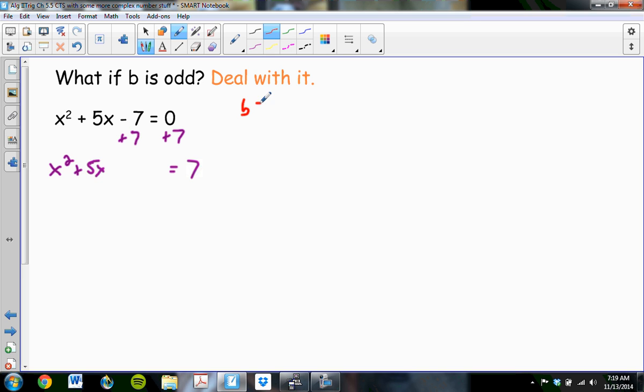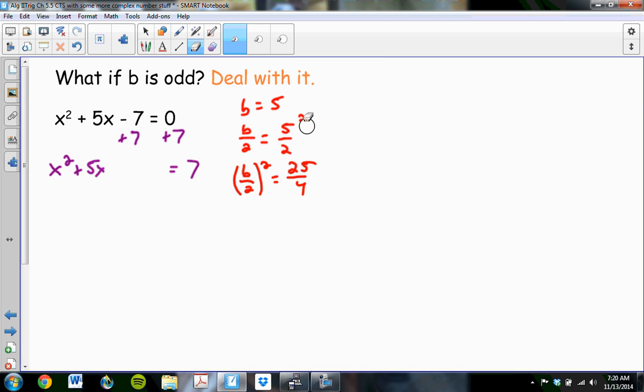And now my b value is 5, so b over 2, I'm not going to make this a decimal, 2.5. This is actually easier to keep it a fraction. Just trust me on this. b over 2 would be 5 over 2. And b over 2 squared becomes 25 over 4. So I squared the 5, and I squared the 2. The top and the bottom both got squared. So that 25 over 4 is going to go here and here.